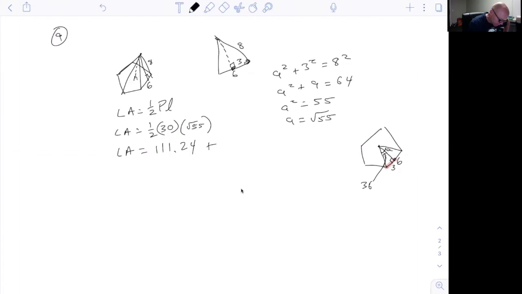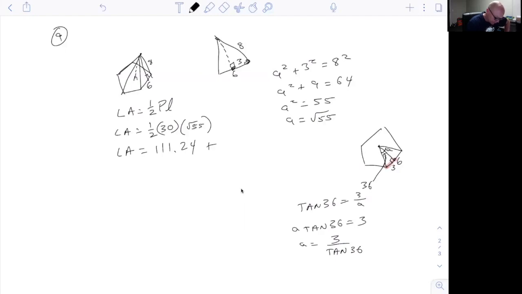So let's say tangent of 36 degrees is equal to the opposite side 3 over the apothem, we'll call it A. Now let's multiply this out, and I get the apothem times the tangent of 36 equals 3, so the apothem equals 3 divided by tangent of 36.